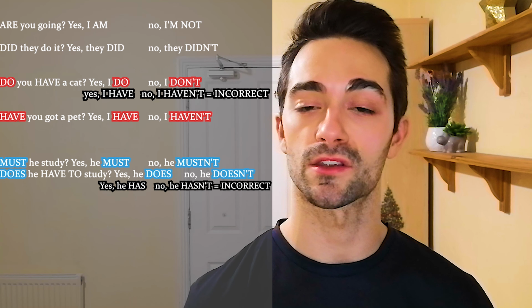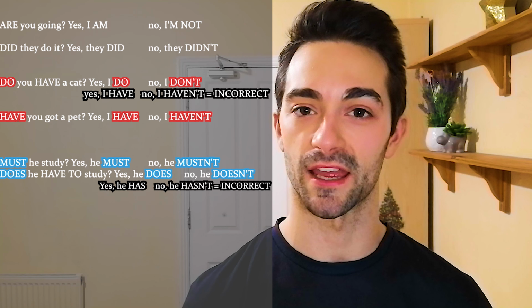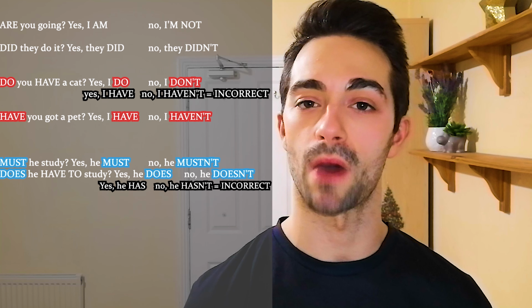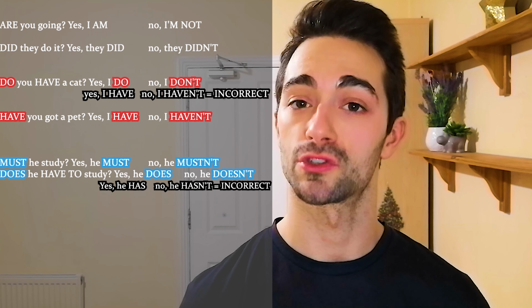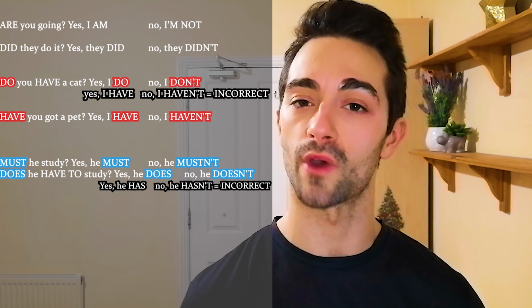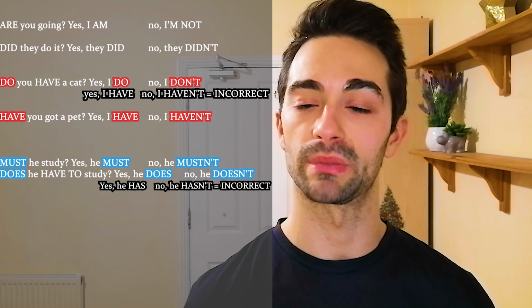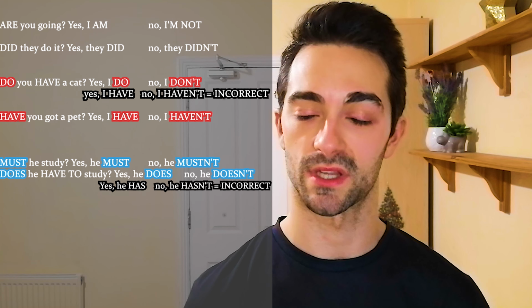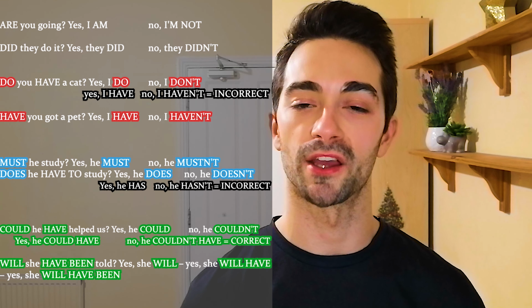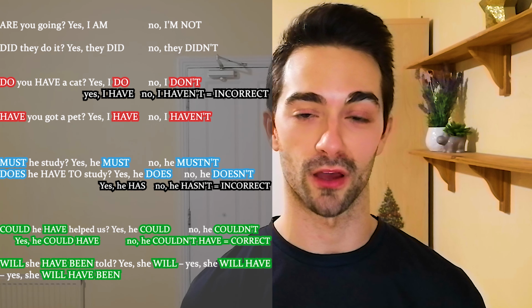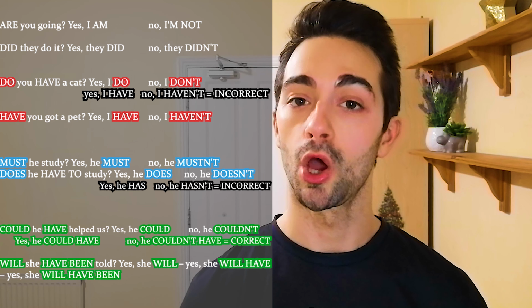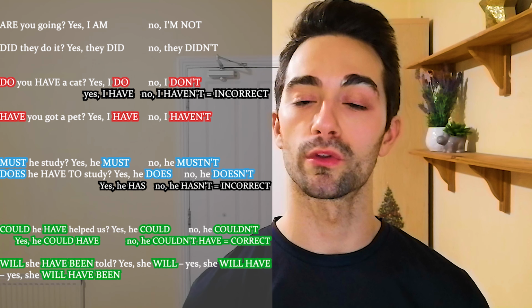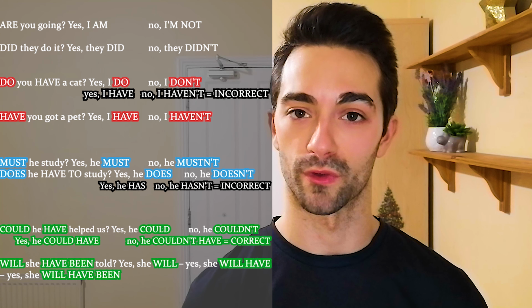Using must and to have to is exactly the same. If I ask you a question with must, we repeat must. If I ask you a question with to have to, I would say, do you have to? And the answer will be, yes, I do, no, I don't. When we ask questions that combine modal verbs and auxiliary verbs, we can reply by simply repeating the first word, or we can also add on all the other auxiliary verbs that come with it.